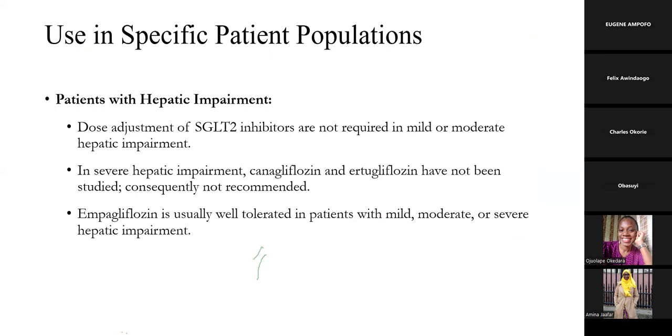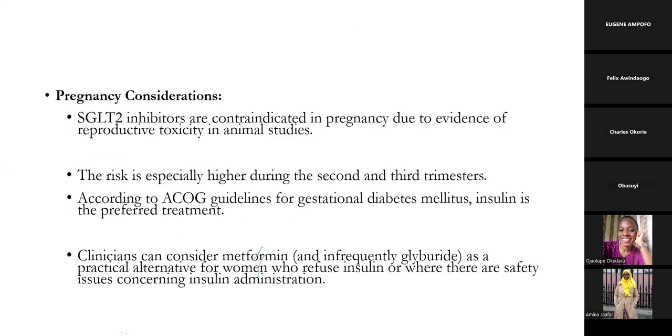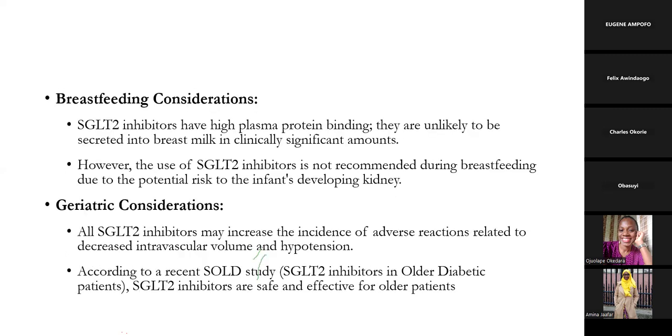Then in specific populations: because of the glucuronidation by the liver, you have to use it cautiously in patients with liver impairment. In pregnancy, they are contraindicated due to evidence of toxicity in animal studies, and this is said to be in the second and third trimesters. So for pregnant females, it is better to use other medications that have a better safety profile in pregnancy than SGLT2 inhibitors. For breastfeeding mothers, it is not recommended, due to the potential risk of infants developing kidney problems. So pregnancy, breastfeeding, not recommended.